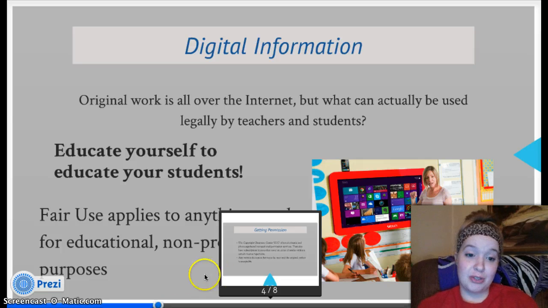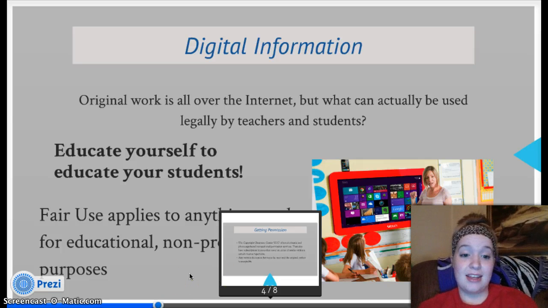Now, there is fair use, which applies to anything for educational, nonprofit purposes, meaning there are a lot of things that teachers and students can use, like in PowerPoint presentations and things of that sort. It's really okay as long as the information being used is being used in the same context that it was made for and to the same sort of audience. It's usually okay. There's not going to be any law breaking that's going on there.